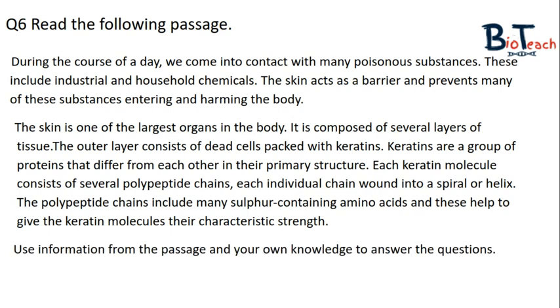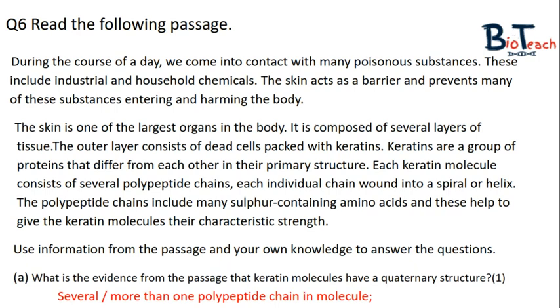What you have to do with questions like this is use the information from the passage to answer the questions. Lots of information in passages like this can be unnecessary to you answering the questions. So the skill comes from sifting out the important information in order to help you answer the questions. The first part of the question actually asks you for evidence from the passage about how keratin molecules have a quaternary structure. So I've left the answer on the screen here. We know that quaternary structure proteins are proteins that have more than one polypeptide chain in the molecule. So that's what you needed to state for this 1 mark of this question.